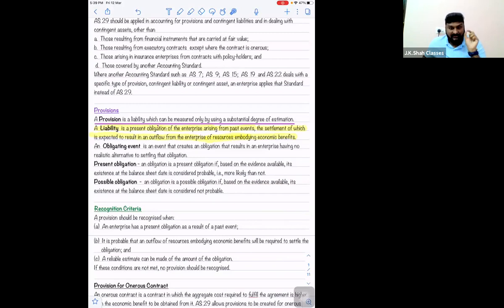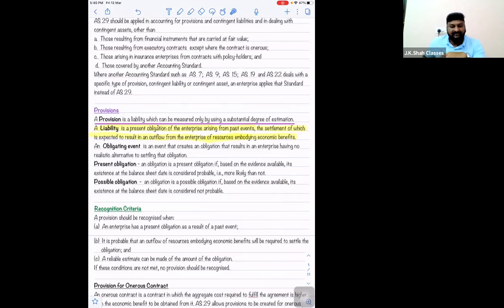Provisions require a probable outflow. Means, in case of provisions, it is probable that an outflow of resources will take place to settle the obligation. But in case of contingencies, it is neither probable nor remote that the outflow of resources will take place to settle the obligation.